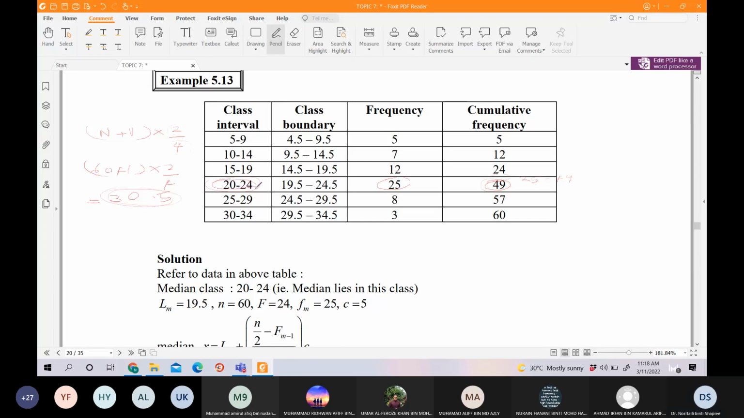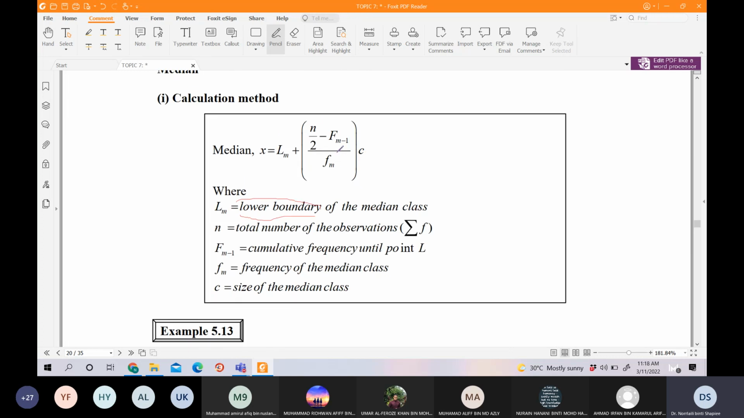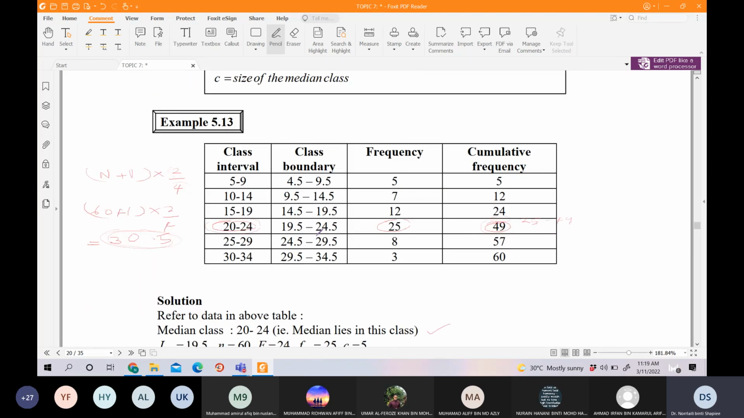So this is how to find the median class. This one is the median class. Dia beritahu median ada dekat between this class. Tapi kita tak tahu exact value dia apa. So how to find the exact value? This one is the function of the formula. Ni fungsi dia. Kenapa nak guna formula ni? Sebab kita nak know the exact value of the median.